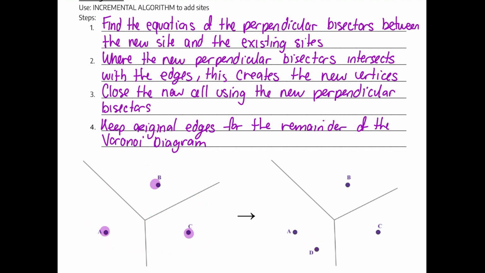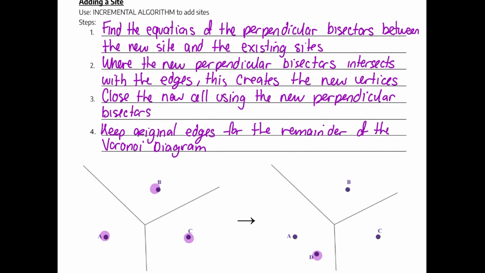Now, the objective for this lesson is to go from an already existing Voronoi diagram and add a new site. So now we have this new site D added, and we want to create a Voronoi diagram with now 4 cells. And the way that we're going to be doing that is through these 4 steps. First, we're going to find the equation of the perpendicular bisectors between our new site, in this case D, and all the other existing sites. So in this case, there would be 3 perpendicular bisectors to find: AD, BD, and CD.